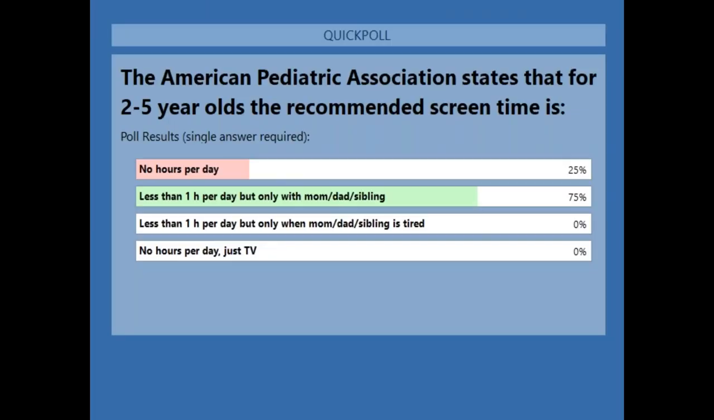All right, so let's close the poll and here are the results. As expected, the second one, less than 1 hour per day, but only with mom, dad, or sibling, has the highest vote, 75%. And the first one, no hours per day, 25%. Is that what you were looking for? Yes, so the majority answered correctly. Please forgive me, some of the answers were a bit tongue-in-cheek, but I also know the reality of having kids and trying to provide them with the best conditions to grow, but also trying to survive as a parent. So thank you. You were indeed correct. We can go back to the presentation.